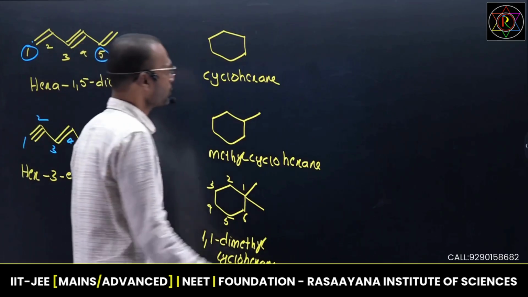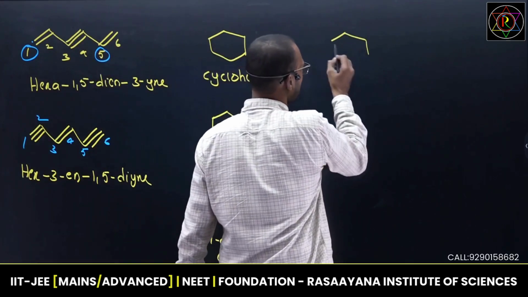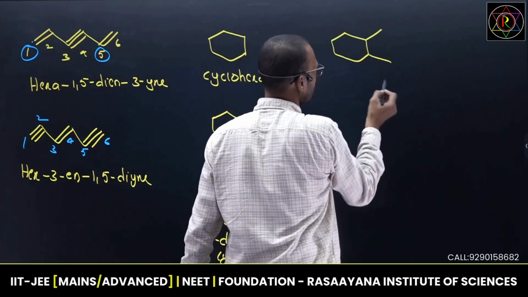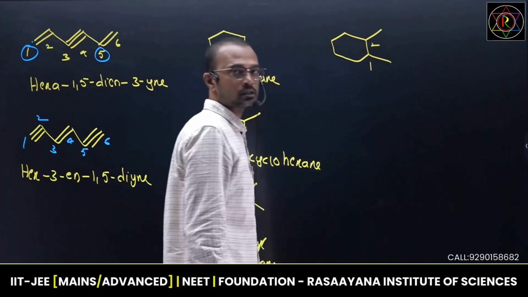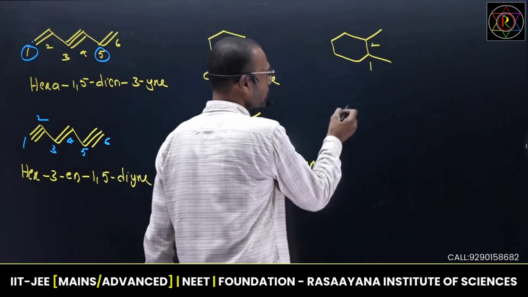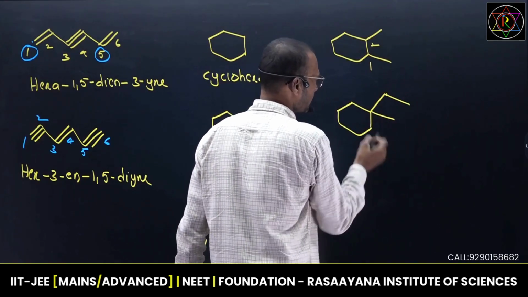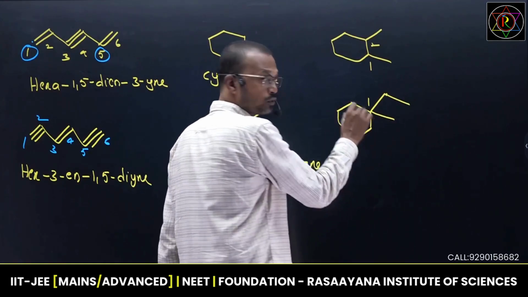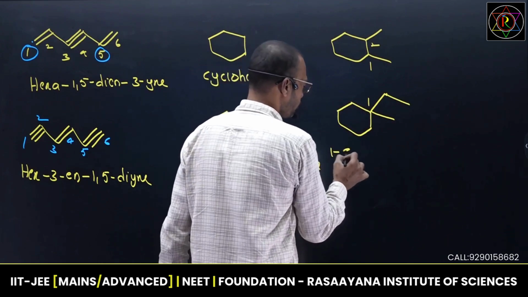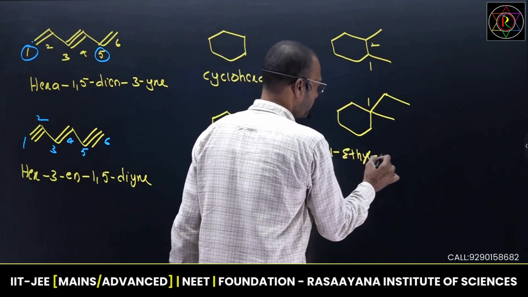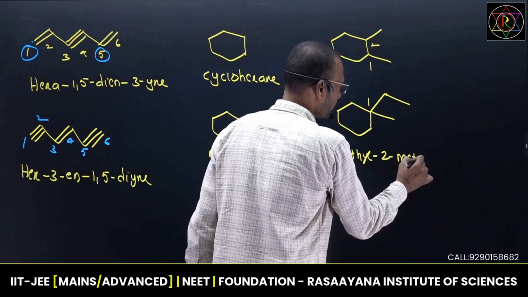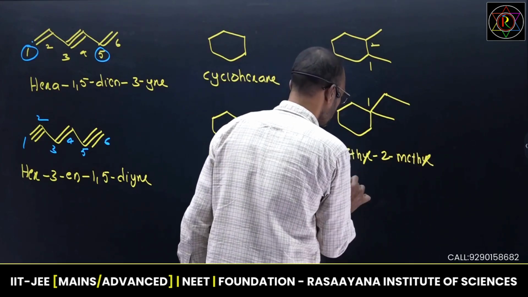Okay. If two substitutions are present at two different positions, I can say 1,2-dimethylcyclohexane. Suppose two different substitutions are present here. See, this is ethyl and this is methyl. This is 1, so 1, 2, 3, 4, 5, 6. I can say 1-ethyl, then 2-methyl, 2-methylcyclohexane.